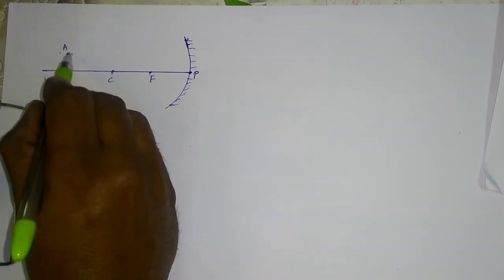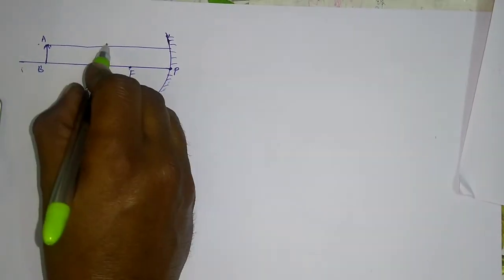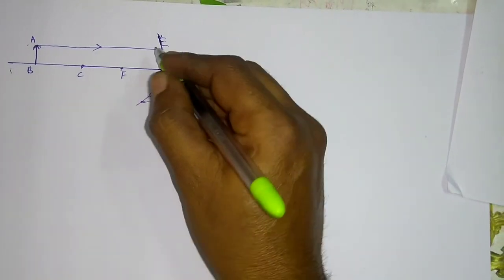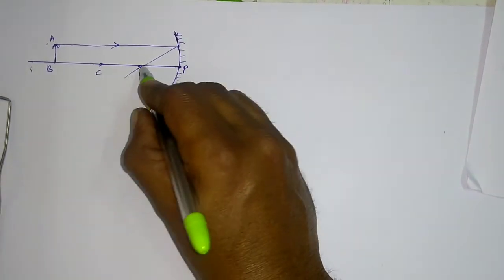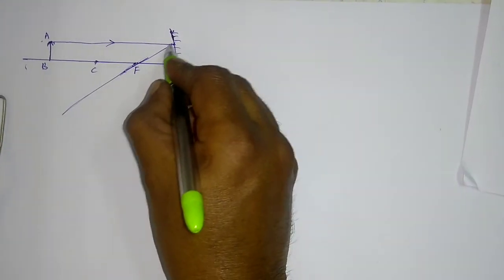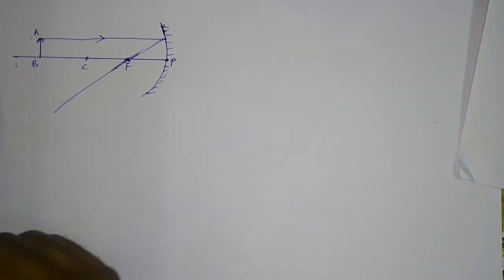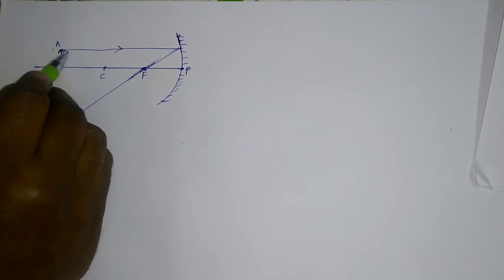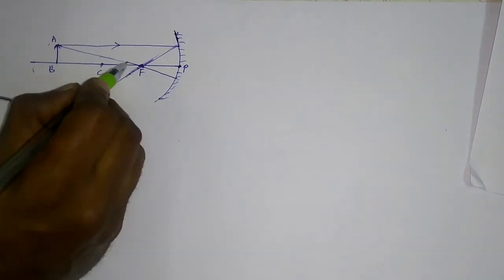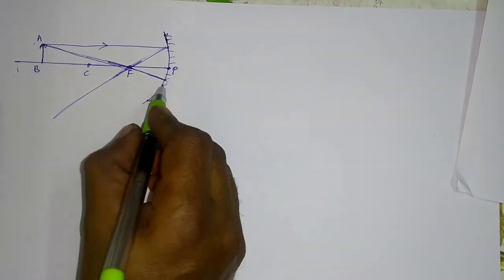Let us say AB is an object. Now, I am considering the light ray which is parallel to the principal axis. As we know from rule number one, when it is parallel to the principal axis, it should pass through the focal point. This is the focal point. Now, let us consider another ray which is passing through the focus point. It strikes the mirror, then the reflected ray should be parallel.